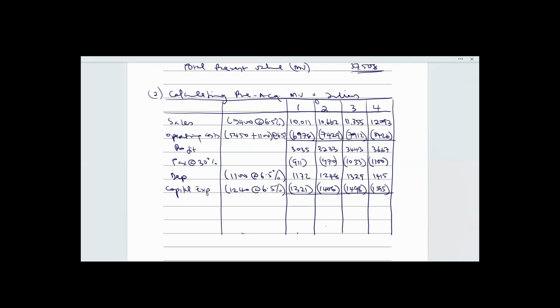So find the difference. That will be the free cash flow to the firm. So equal 3035 minus 911 plus 1172 minus 1321 equals 1975. Okay. Then 3233 minus 970 plus 1248 minus 1406 equals 2105. Then 3443 minus 1033 plus 1329 minus 1498 equals 2243.